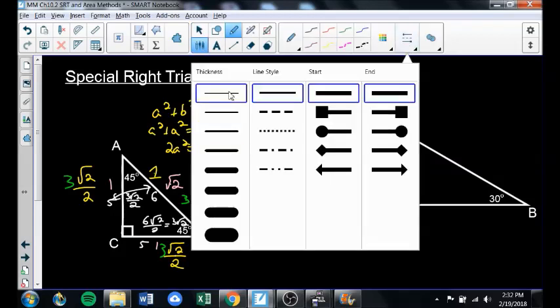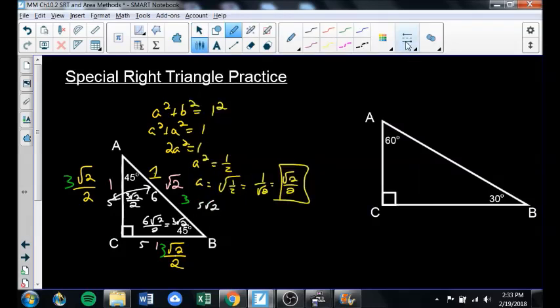Let's talk about this 30, 60, 90. The important thing to really understand is whatever length this is, the short length is half of it. So if this is 1, this is a half. And if this is 3, this is 3/2 or 1.5.